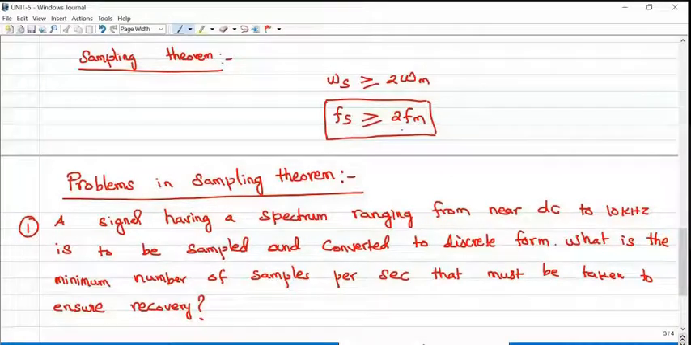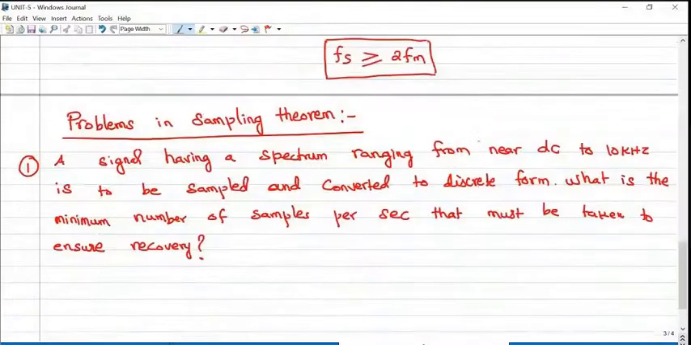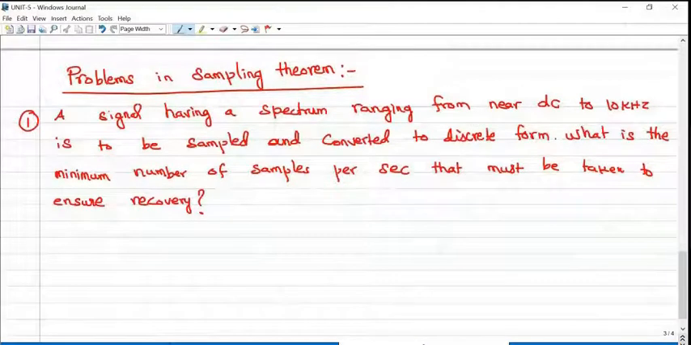If we maintain the sampling frequency fs less than 2 fm, there will be overlapping of the spectrum. We cannot recover our original signal back from the sampled information. This is what we concluded in the previous lecture. So today we'll discuss some problems related to the sampling theorem. In Unit 5, this topic is very important, theory as well as problems.